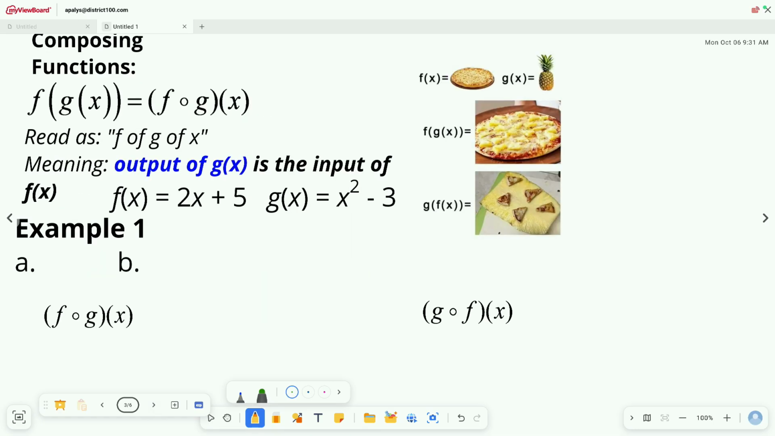Okay, so I want to color code this because this looks like it's just a jumble of letters. Do you agree that it looks like a weird jumble of letters here? So what it is actually is the f of g of x. f of g of x. Do you see how we have this open circle?